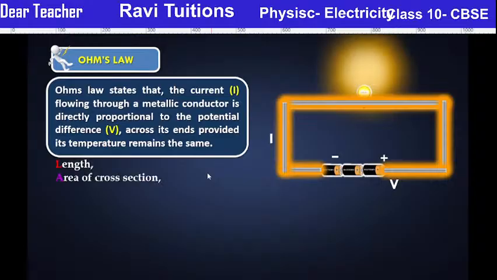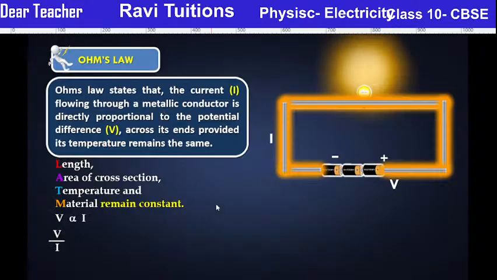So this depends on length, area of cross section, temperature, and material, which must remain constant. All these three are kept constant, and then you have to apply this Ohm's law. Length of the conductor, area of cross section of the conductor, temperature and material should be constant. Then only this Ohm's law will be valid.